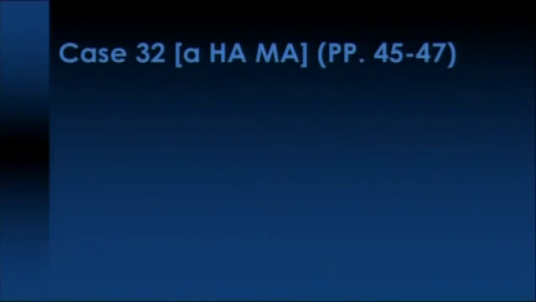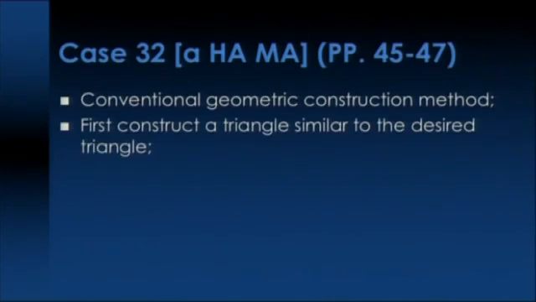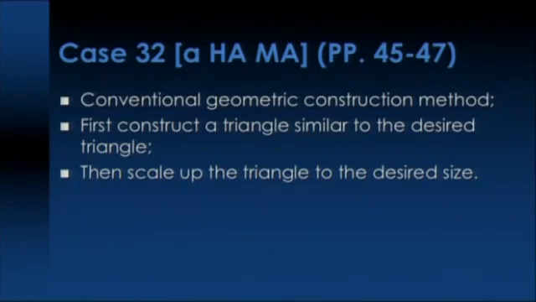Now, let us first look at case 32, which is given one angle, a height, and a median, on pages 45 to 47 of our study. For this one, we use a conventional geometric construction method because it's quite simple. We use a little bit of algebra in the interpretation. We first have to construct a triangle that is similar to the desired triangle, and then we scale it up so that it becomes the desired size. Our line of thought was like this.